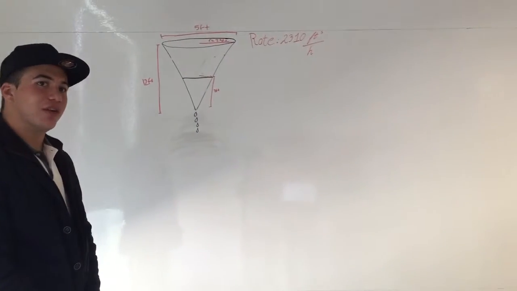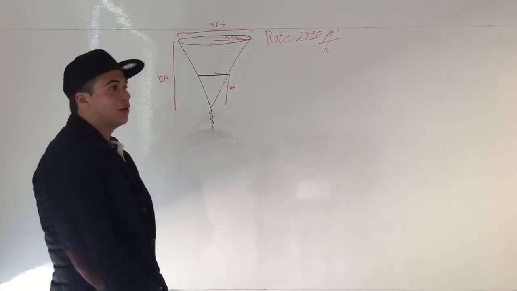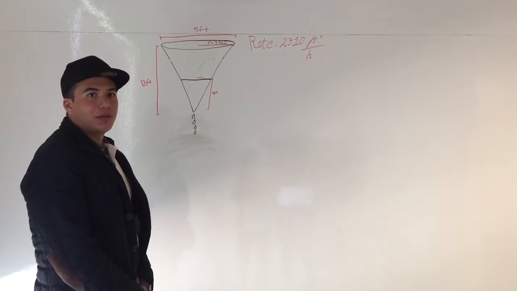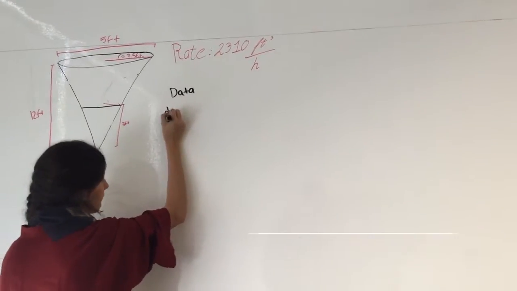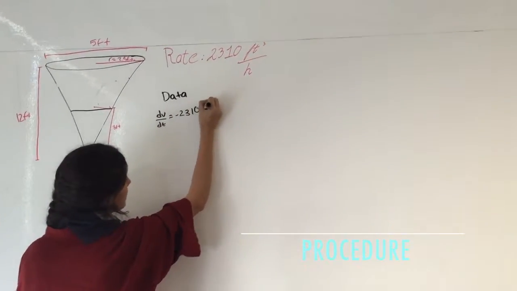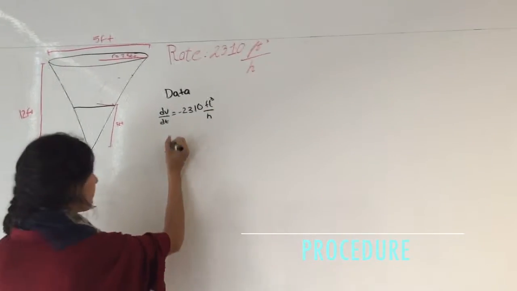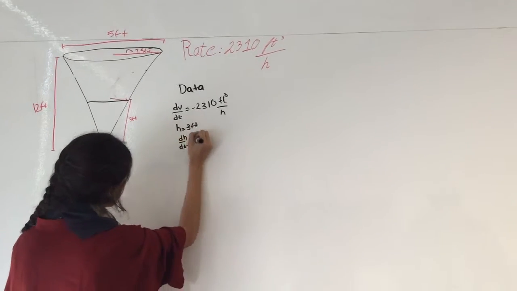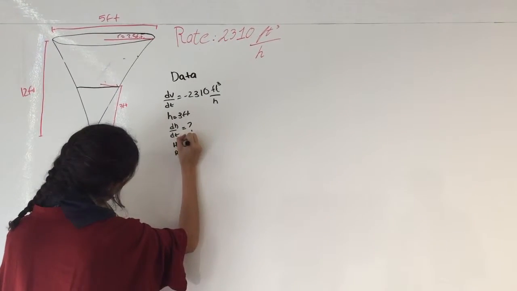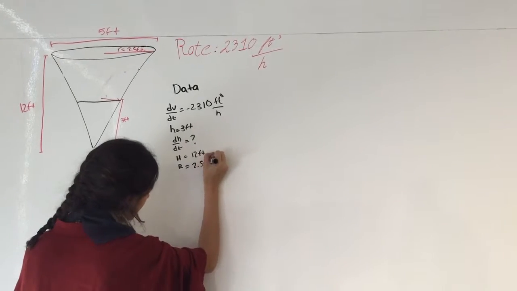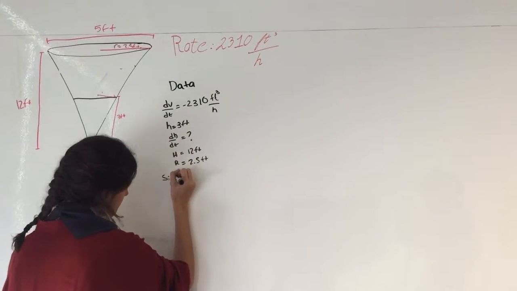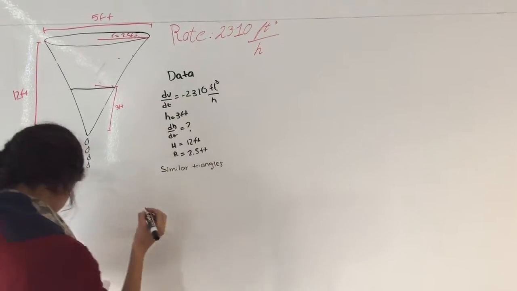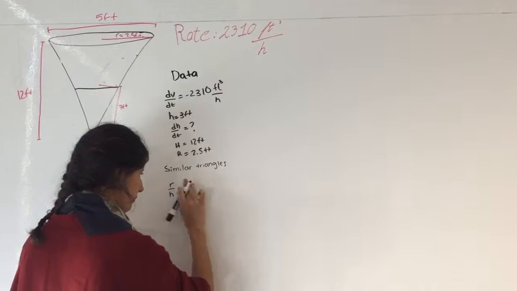Now, in our sketch of the data, we can infer that the conical radius is 2.5, which is something we will need in the procedures. In this project, we use the data they gave us. We use similar triangles, which are 2.5 feet over 12 feet.